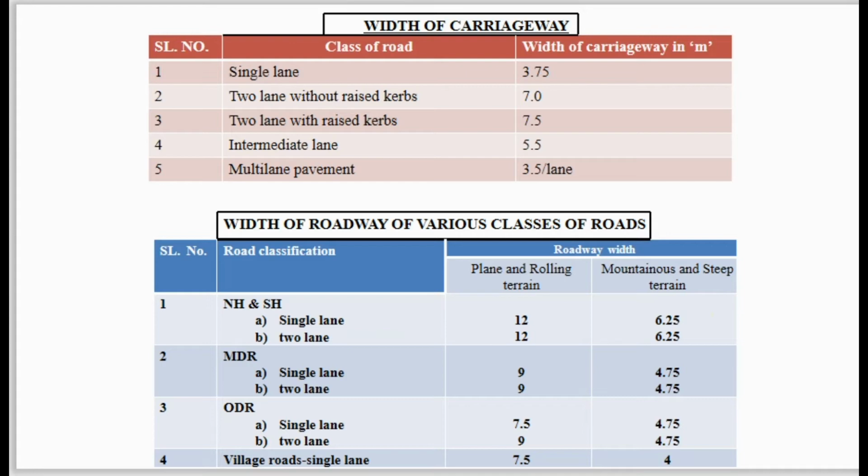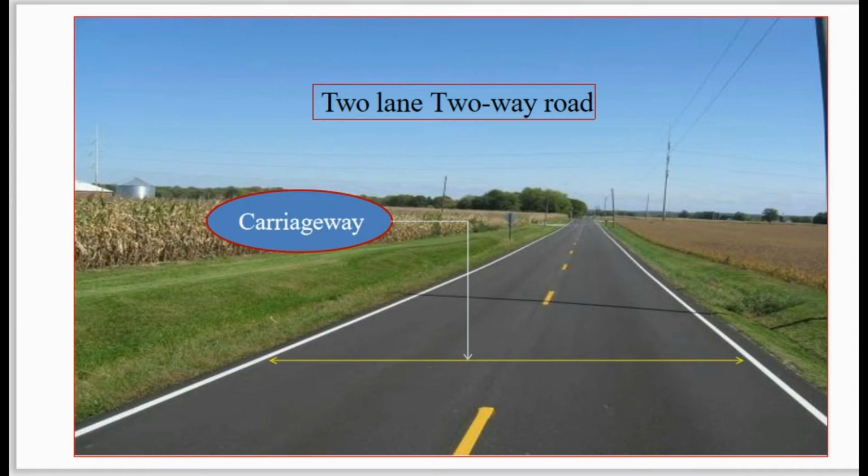Next, for the village roads with the single lane, the plain and rolling terrain roadway width will be 7.5 meters, whereas the mountainous and steep terrain will be 4 meters.